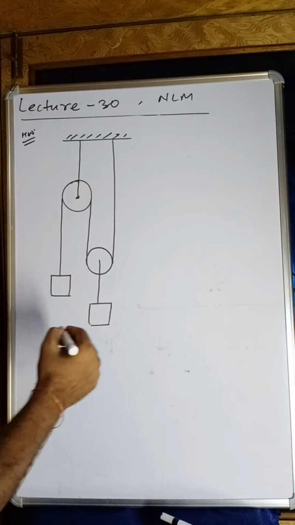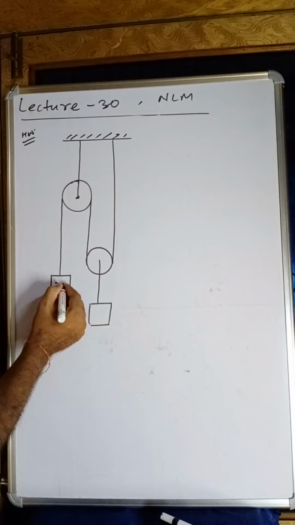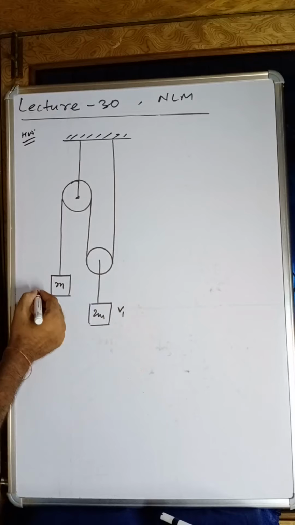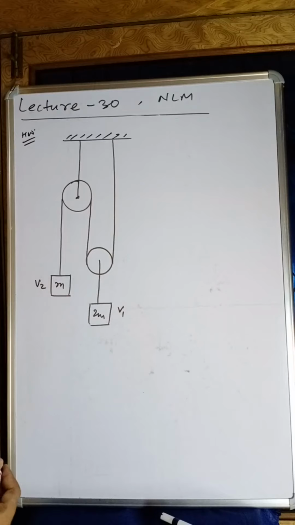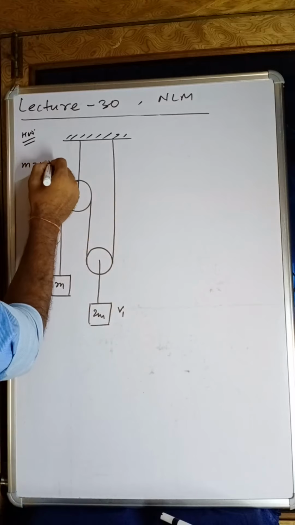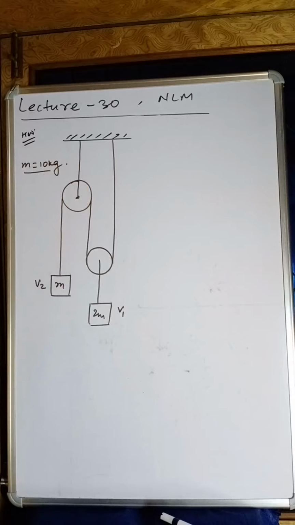You have to find the relation. This is the m, this is the 2m. If its velocity is v1 and its velocity is v2, then you have to find the relation between v1 and v2, my dear students. Okay, this is the question. M, you can say it is 10 kg.